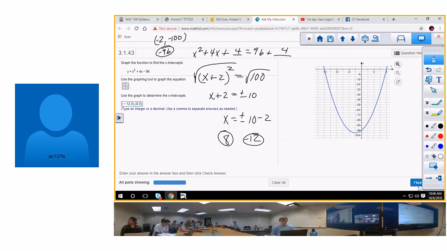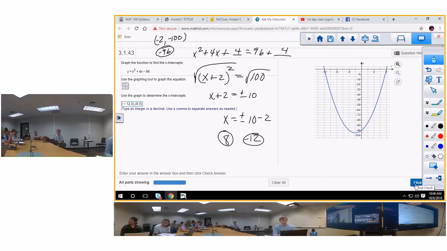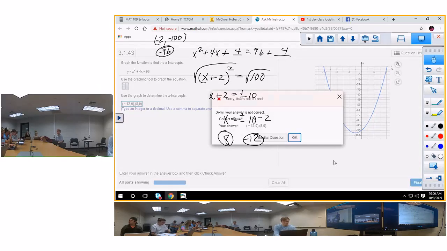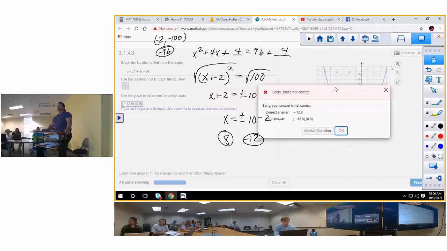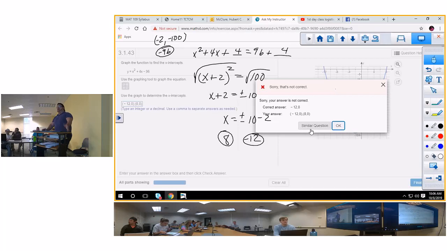Just put the intercepts, not the point. Oh, you're not supposed to put the 0. Whatever. Now, in the last one, they wanted you to put the X and the Y. So here, I guess you're just supposed to read their mind. I don't know.